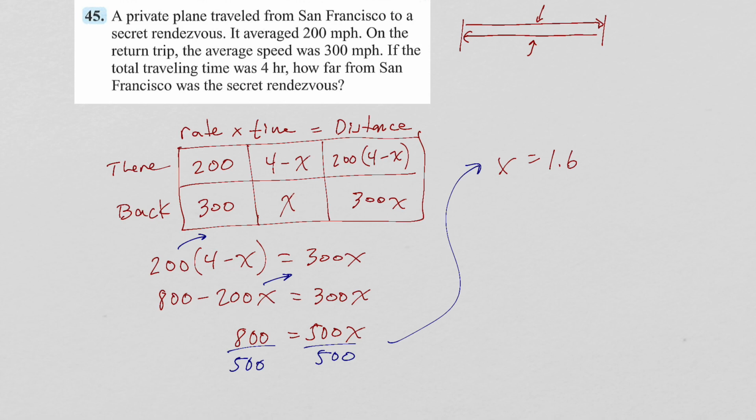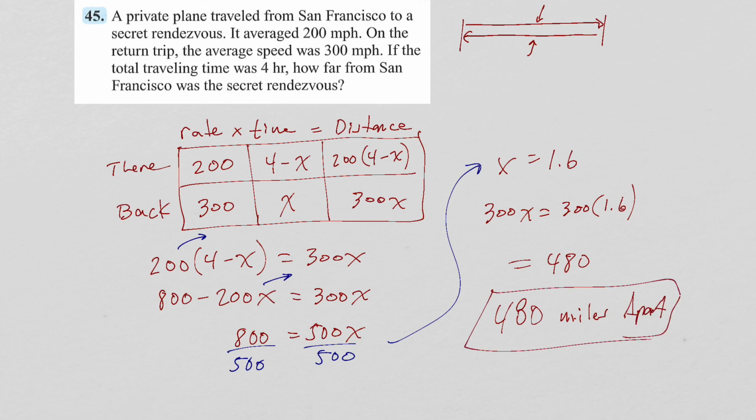Now, 1.6 represents the time that he took to come back. The question is how far. Since these are equal, I need to find this, and that's the distance between the two spots. That's the distance back. So 300x is 300 times 1.6, and I'm going to grab a calculator, and I get 480. So they're 480 miles apart.